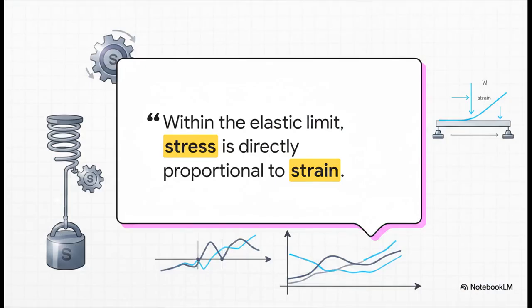Well, a brilliant guy named Robert Hooke figured this out. His rule, Hooke's law, basically says that for most materials, the harder you pull, that's stress, the more it stretches, that's strain. It's a really simple, direct relationship. More fight equals more stretch.